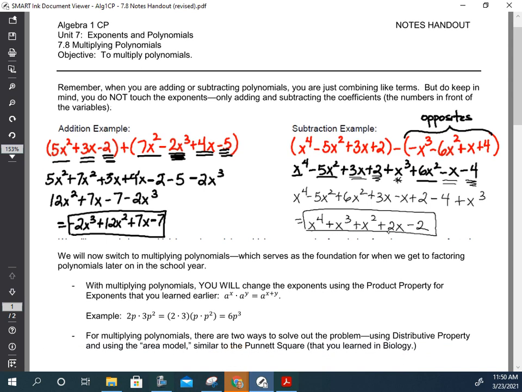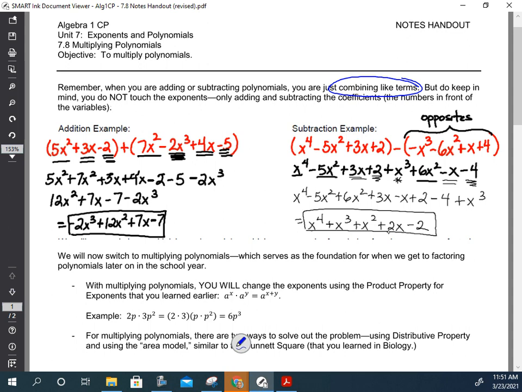So the last section in this unit focuses on multiplying polynomials. We already did adding, and we already did subtracting. So just to recap adding and subtracting: when you add and subtract, all you're doing is combining like terms. It is an exercise in combining like terms.